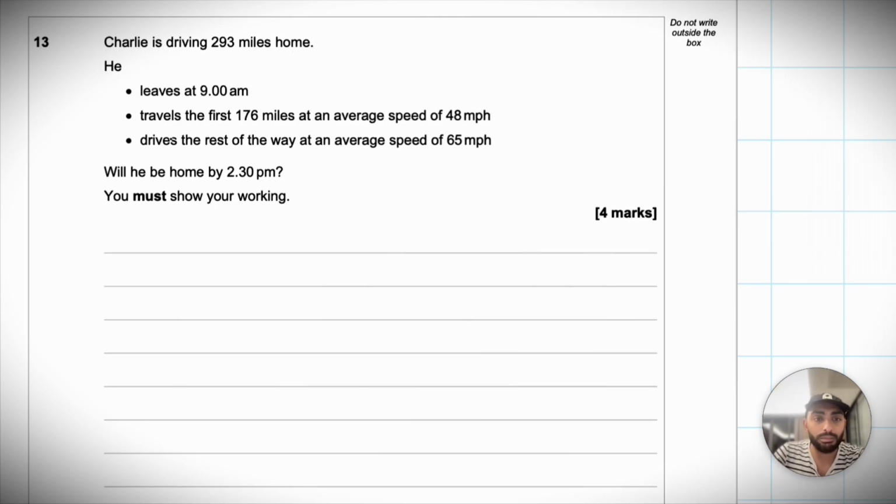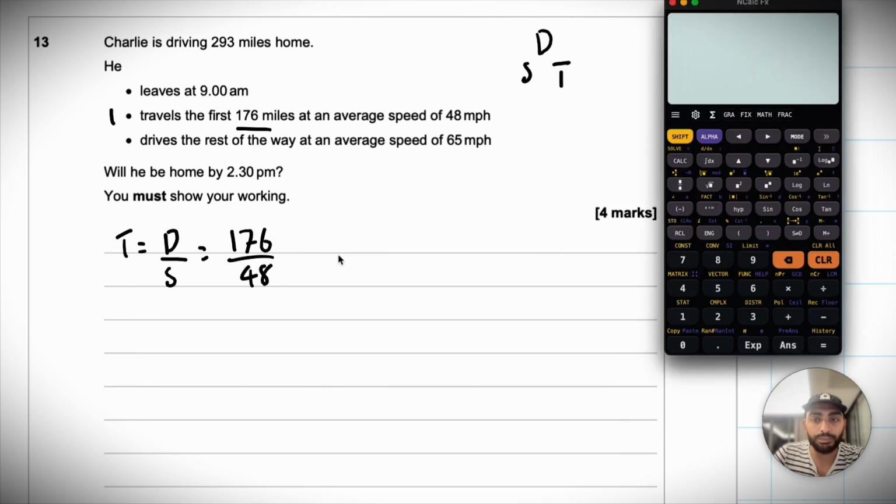Question 13, Charlie is driving 293 miles home. He leaves at 9 AM and we're trying to figure out whether he will be home by 2:30 PM. He travels the first 176 miles at an average speed of 48 miles per hour. We need to find the amount of time that it took to travel this 176 miles. Let's use the formula triangle for distance, speed, time, and we're trying to find out what the time is. So time is equal to distance divided by speed. Here the distance is 176, and that's being divided by 48.